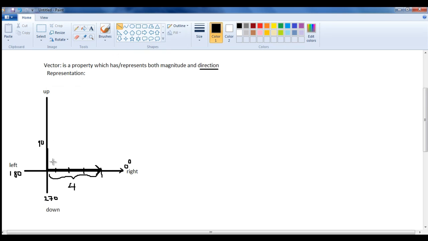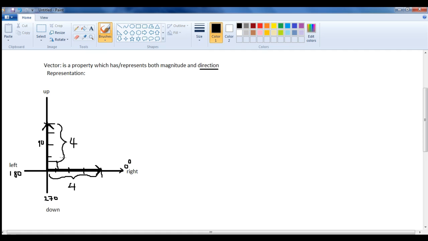Now let us take the same vector. If I draw like this, this one is 1 unit, this one is 2 units, this one is 3 units, this one is 4 units, and the vector is looking towards up. Now you can tell me, how much is the magnitude, guys? 4 meters, that is correct. But the direction is up.